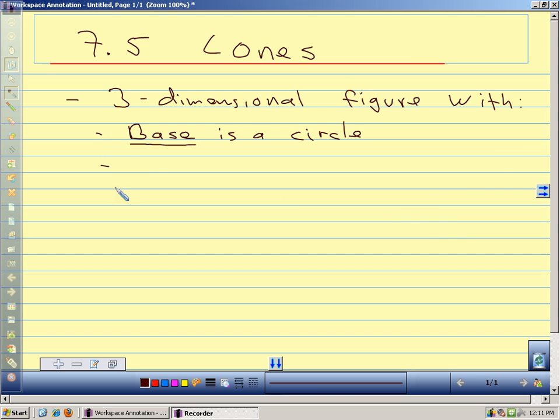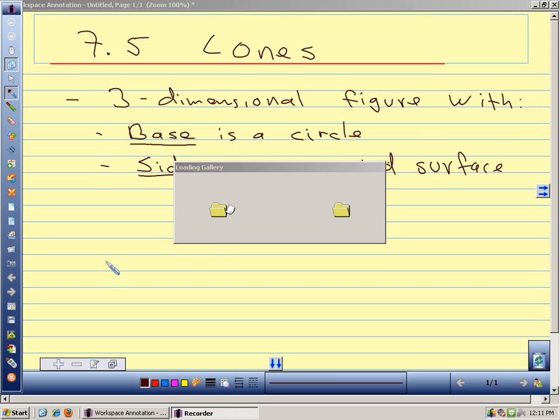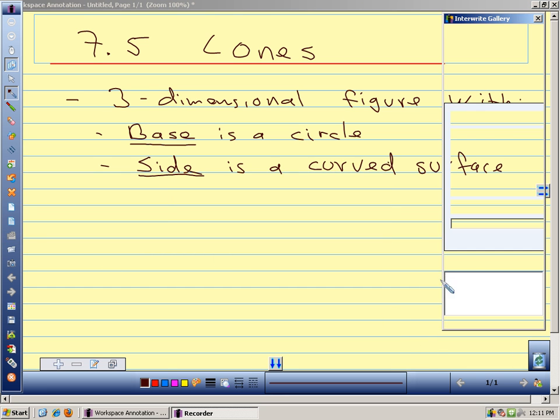And our side is kind of like the side of a cylinder. Our side is just a curved surface. So the side of our cone is a curved surface. We could talk about what shape it is. We'll talk about it when we talk about the net. But for now, we'll just say it's a curved surface. So let's get a picture of a cone and label all our parts like we did with our other shapes.